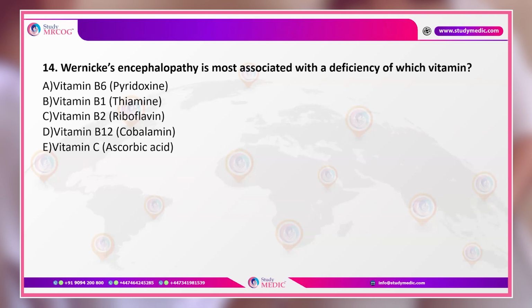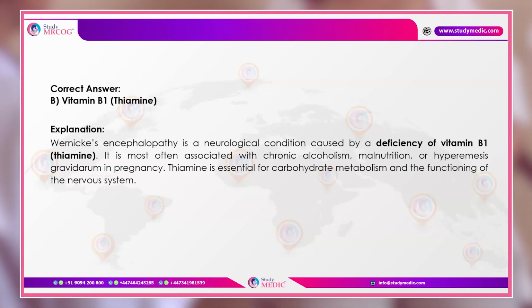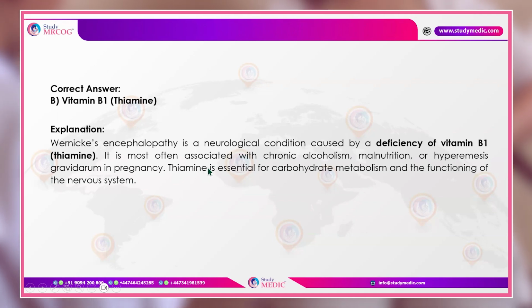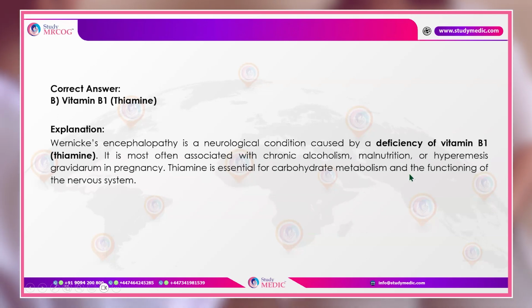Next question: Wernicke's encephalopathy is most associated with the deficiency of which vitamin? Vitamin B6, B1, B2, B12, or vitamin C. So here the option is vitamin B1, also called thiamine. Wernicke's encephalopathy is a neurological condition with a deficiency of B1, often seen in chronic alcoholics, malnutrition, or hyperemesis gravidarum in pregnancy. Thiamine is essentially needed for carbohydrate metabolism. So that is a point to be remembered.